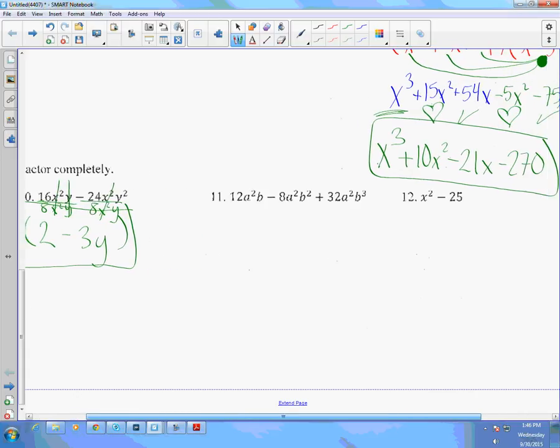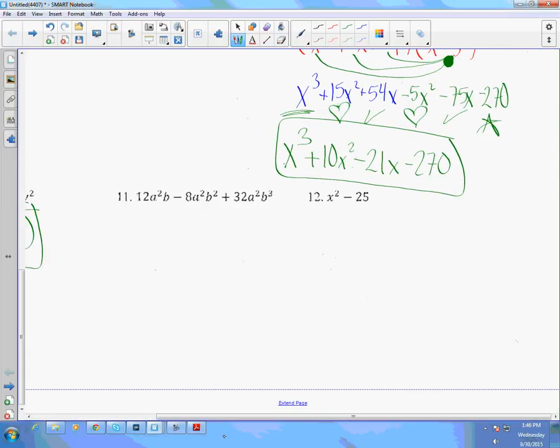So let's look at number 12. X squared minus 25. Put up the GCF. That's always the first thing. What's the GCF? 1. So we're actually not done because it's a quadratic. Remember how you factored the quadratics? Tic-tac-toe. Make sure everything's taken out of the quadratics.